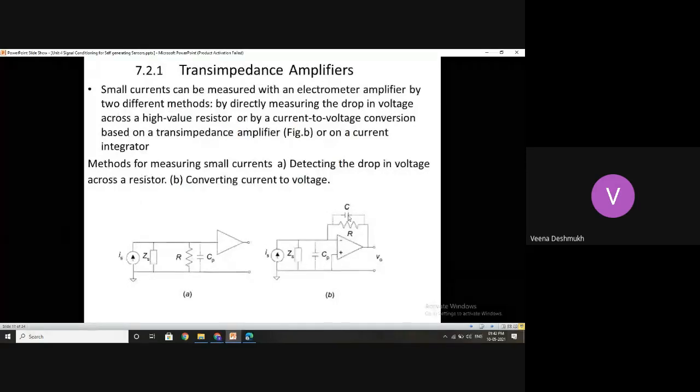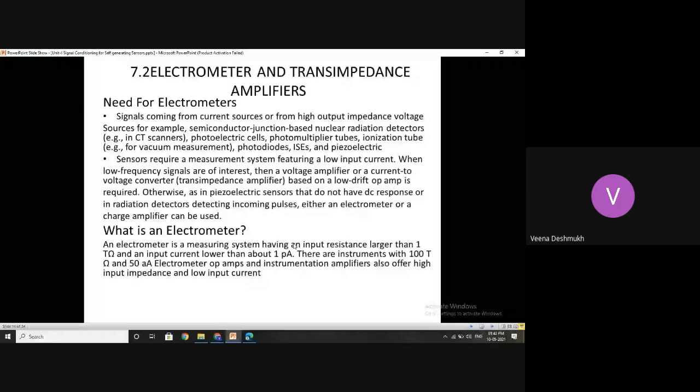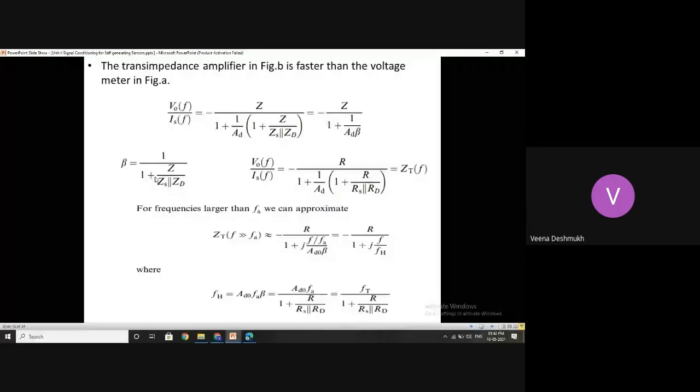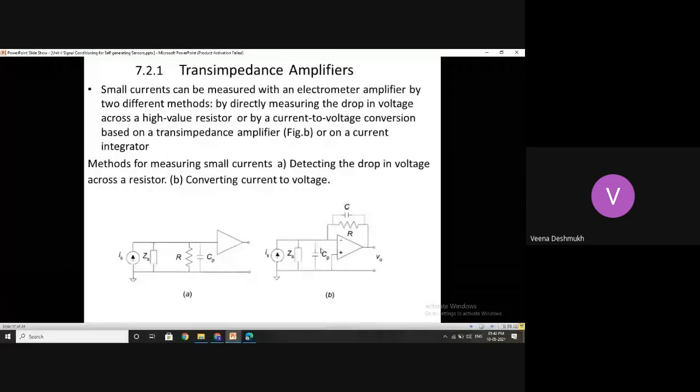All these values are included in your beta factor calculation. So this is basically the feedback factor, where this impedance R parallel C and also the CP and ZS are included.